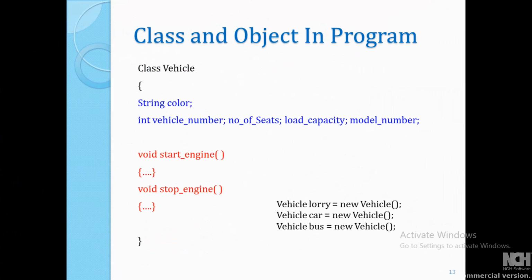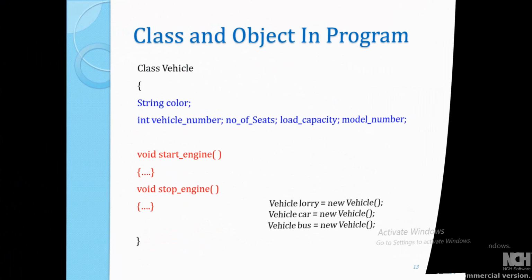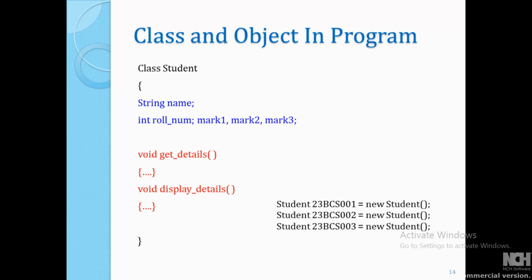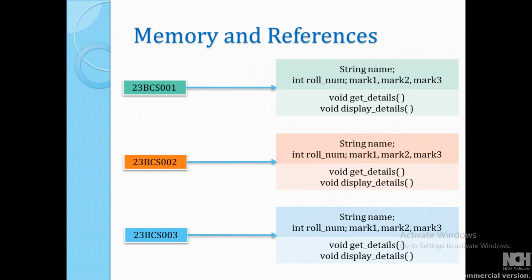In programming, classes act as blueprints. For example, a vehicle class defines common attributes and methods, while car, bus, and lorry objects are created from that particular class. Similarly, a student class can be used to create multiple student objects, each storing its own data. When objects are created, memory is allocated separately for each and every object. Although all objects are based on the same class definition, each object maintains its own set of values and references.